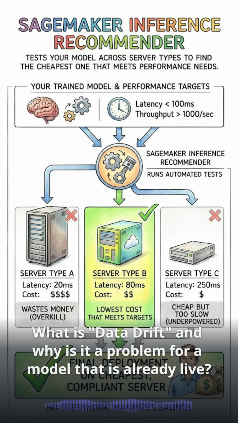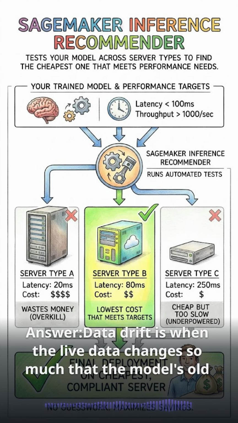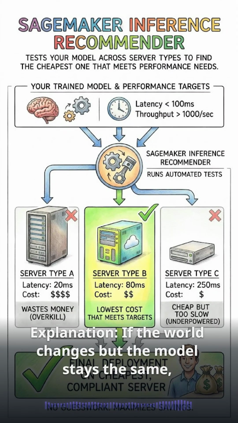77. What is data drift, and why is it a problem for a model that is already live? Data drift is when the live data changes so much that the model's old training is no longer useful. If the world changes but the model stays the same, its predictions will become very inaccurate and lose value.